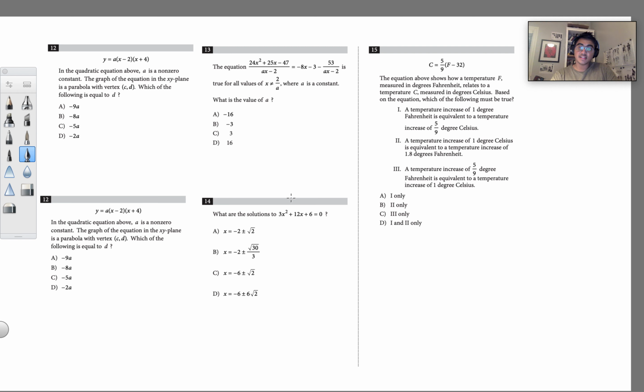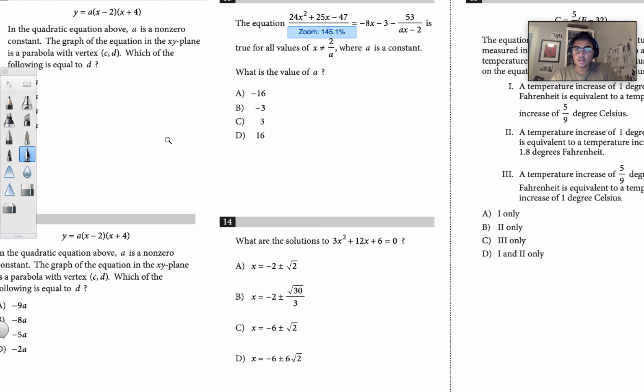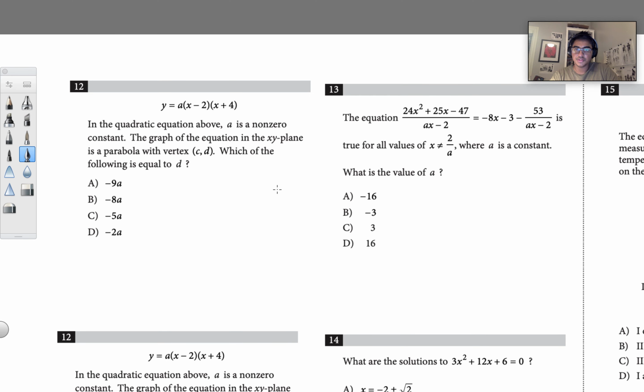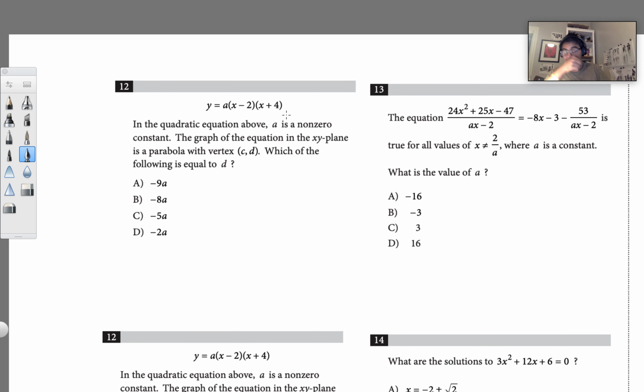Number 3 on SAT test number 3, doing questions 12 to 16. Oh, I copy pasted 12 in twice, but we'll get rid of that later. Okay, so let's do this. Okay, so question number 12.